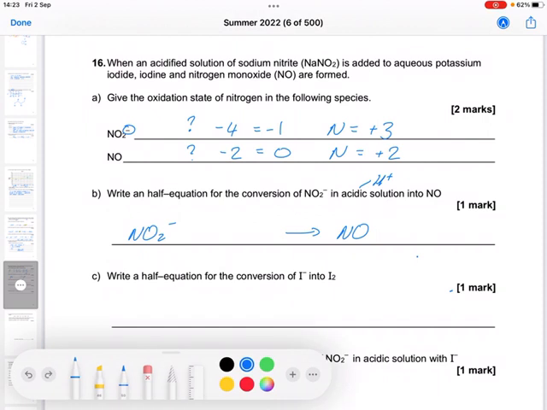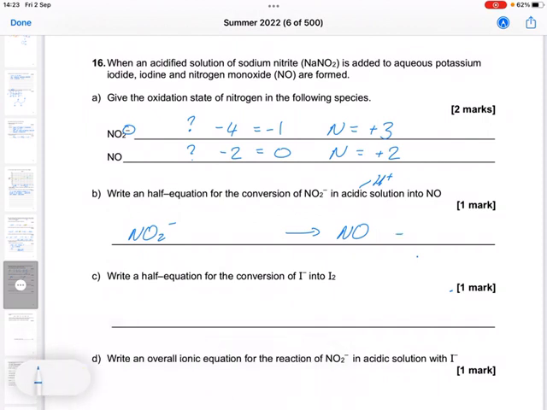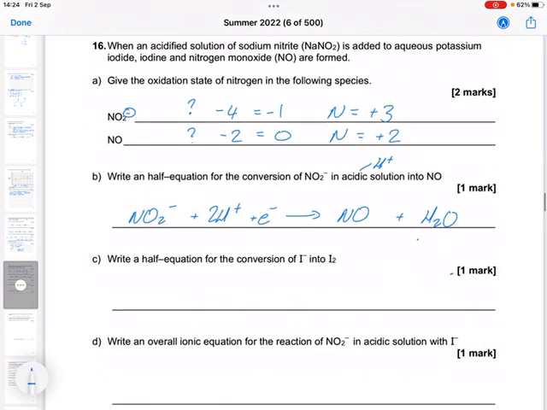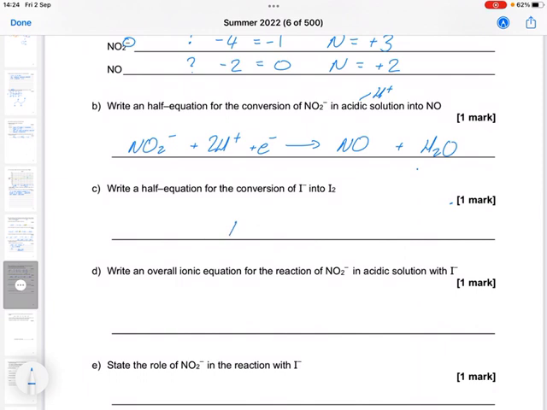I've got 2 oxygens on the left, 1 on the right, which means I need water. So I've just added 2 hydrogens on the right, which means I need 2 hydrogen ions on the left. So that's that acidic solution I was on about. The right-hand side is neutral, which means for the left-hand side to be neutral, I need to add 1 electron to that.